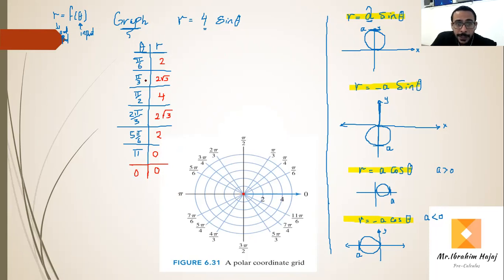And then pi over 6 and 2. Where is pi over 6? Here it is, guys, and 2.